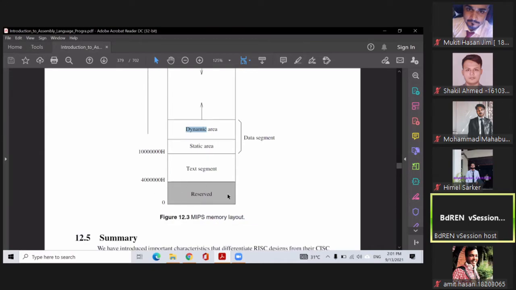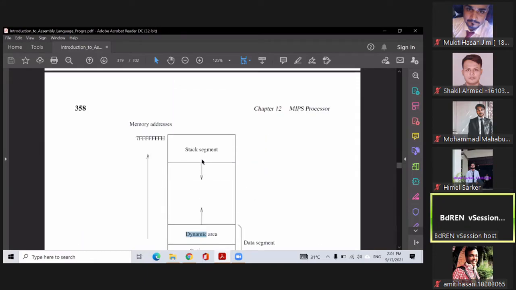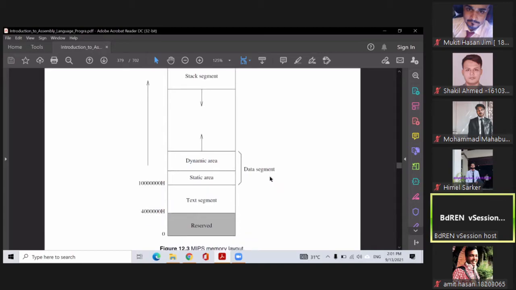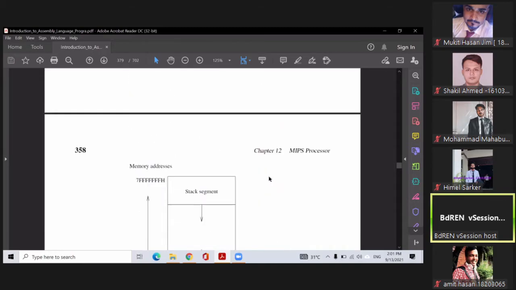By the way, we have another reserved area in the lower part of the memory. Other than that, we have these three different segments, and that's how we can use our memory with the MIPS processor.